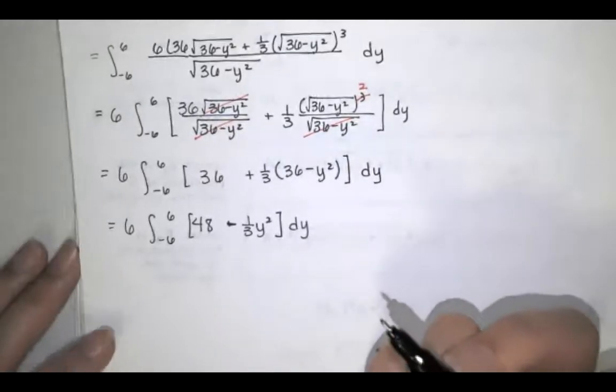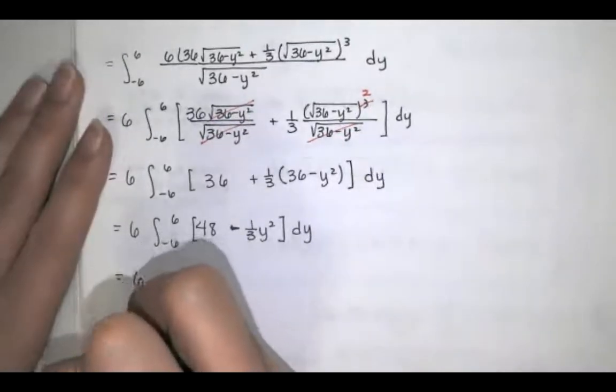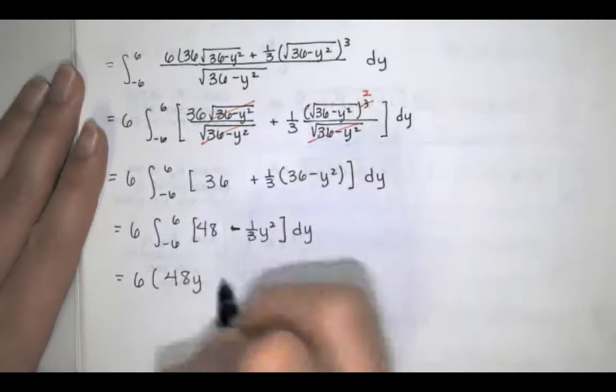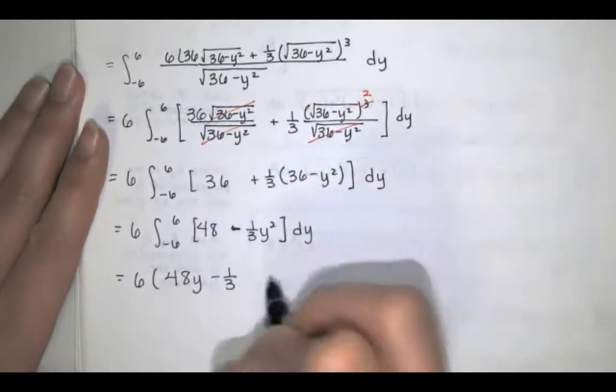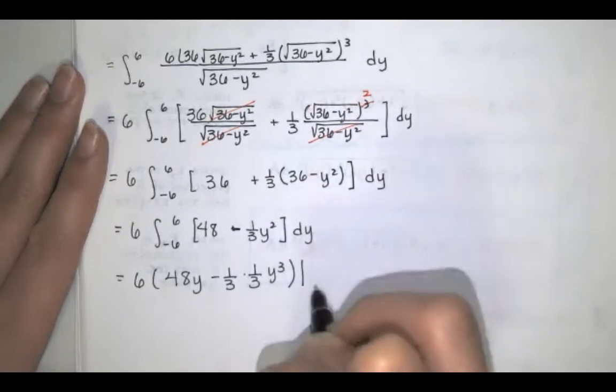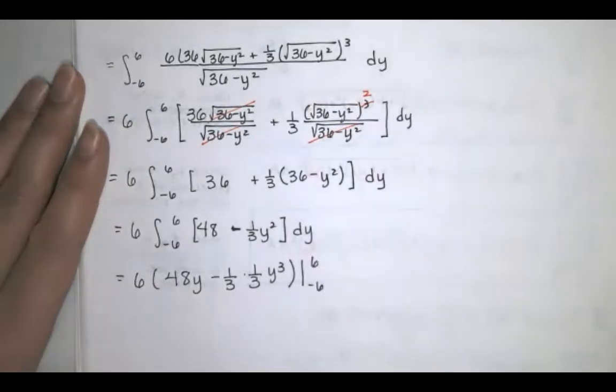And we're integrating with respect to y. And this is very simple Calc 1 stuff. The antiderivative of a constant is the constant times y. Bring the constant down, add 1 to the exponent, divide by the new exponent. You can substitute in -6 and 6 if you want to.